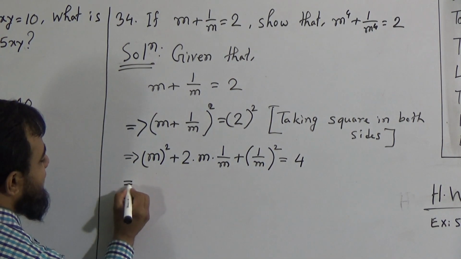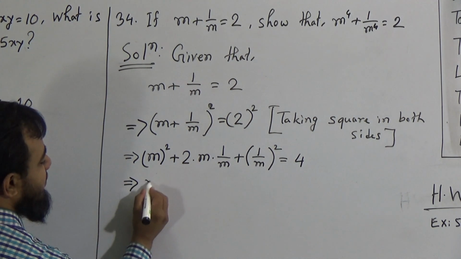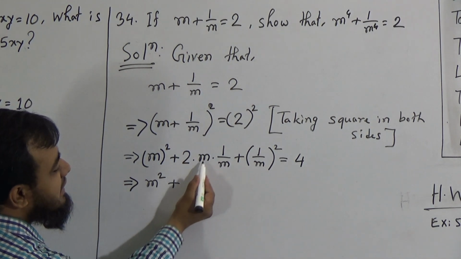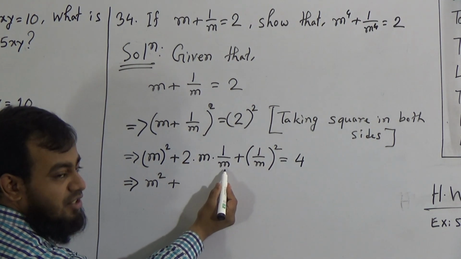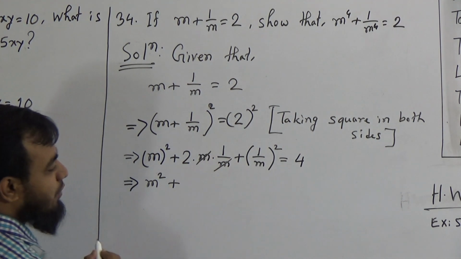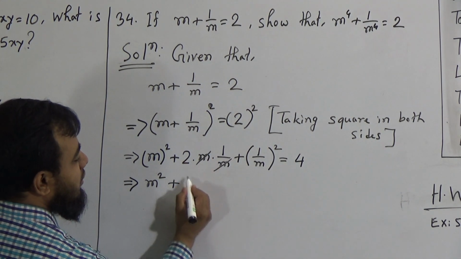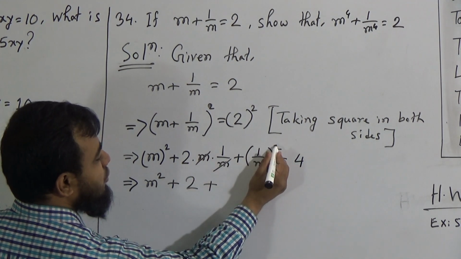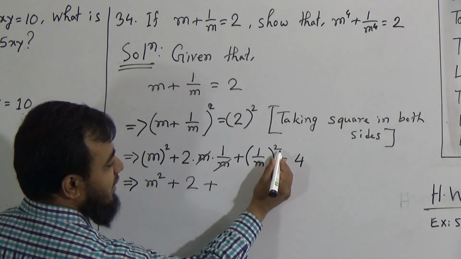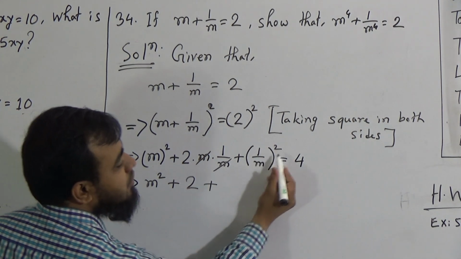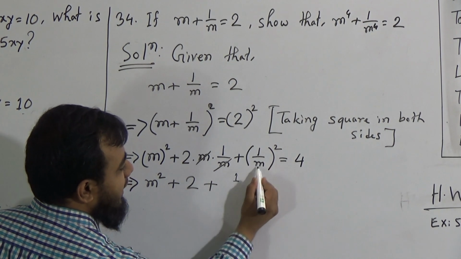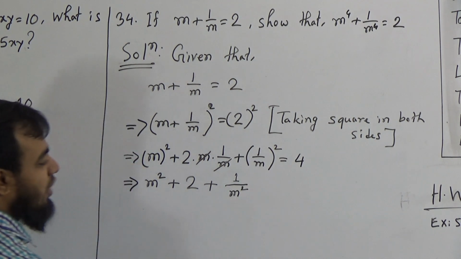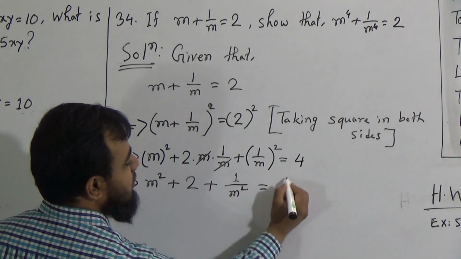Now, my dear students, we can write m square plus 2 into m into 1 by m. This m is in the numerator and this m is in the denominator, so we can cancel it, and the m will vanish. Now 1 multiplied by 1 multiplied by 2 is 2. Now plus 1 by m whole square: 1 square is 1, and m square is the denominator. So we have 1 by m square. Now that is equal to 4.